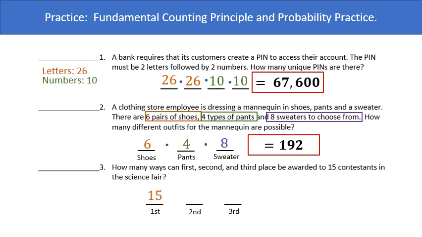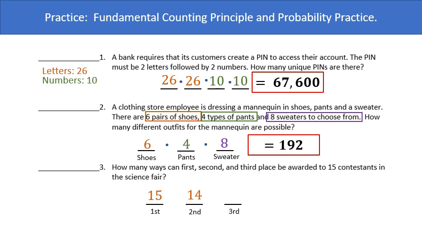Okay, but no one ever wins first place and second place. You only win one award. So whoever we choose for that first place award can't win second place. So how many different options of people do we have to award second place to? Well, now we only have 14 people because one person already won first place.